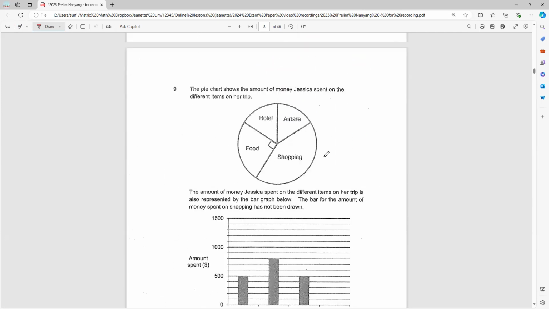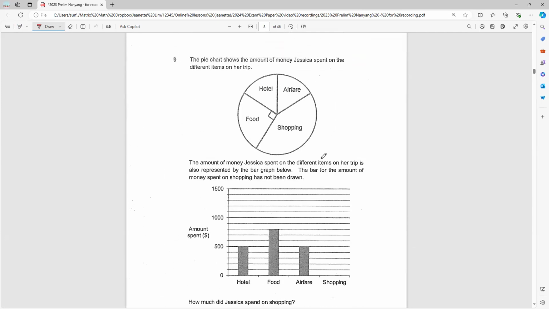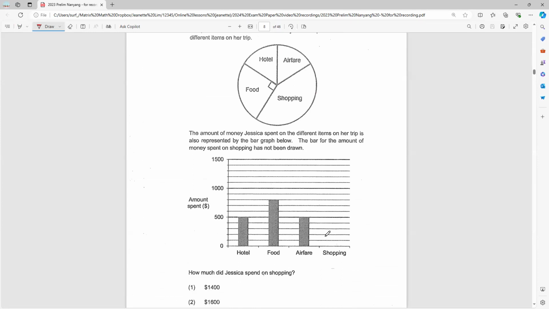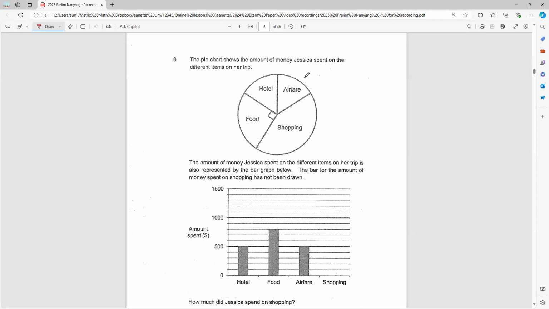Okay, next. Question number 9. Pie chart shows the amount of money Jessica spent on the different items on her trip. Amount of money Jessica spent on the different items on her trip is also represented by the bar graph below. So the bar graph for the amount of money spent on shopping has not been drawn. How much did she spend on shopping? Okay, so if you look at the diagram, right, and then you compare it to the bar graph, food is a quarter. Okay, let's find out all these values first.